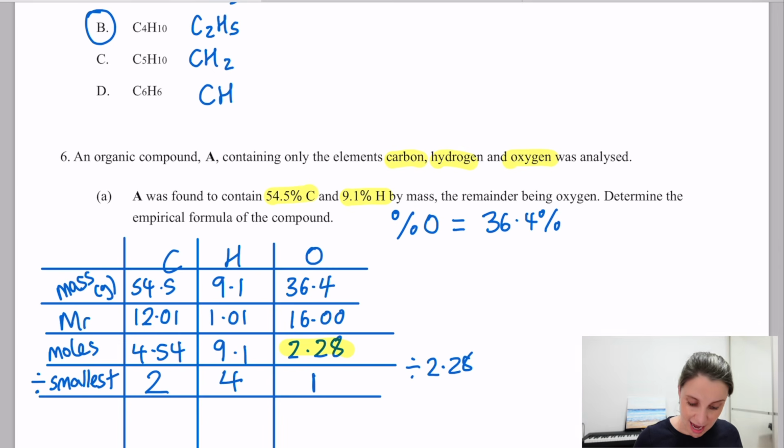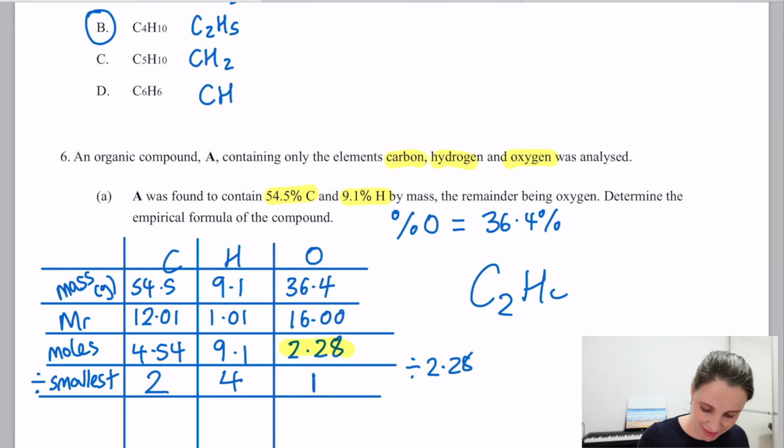The last step, the really important step to get these 3 marks, is to actually write the empirical formula itself, which will be C2H4O. We don't need the 1.